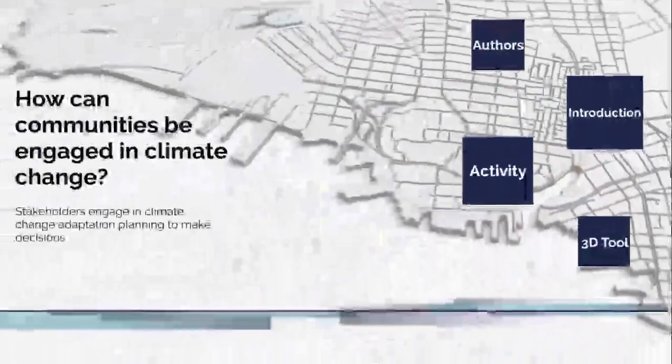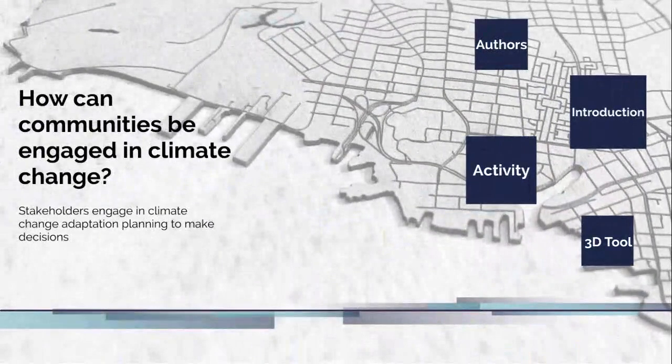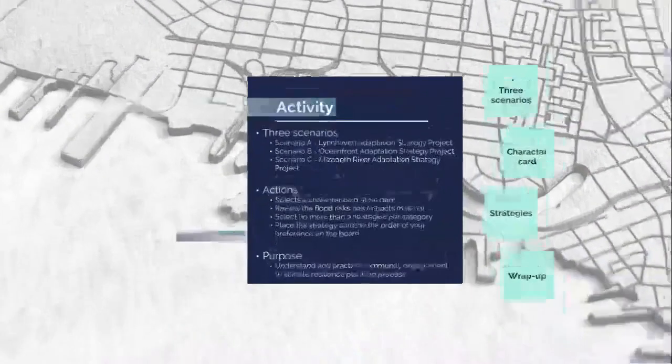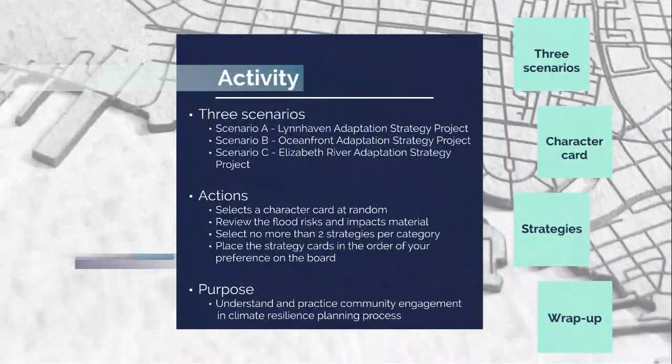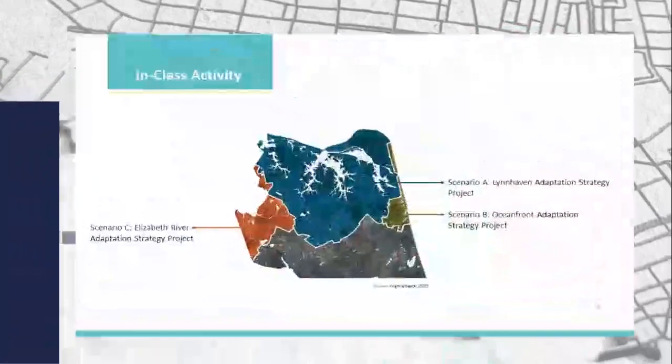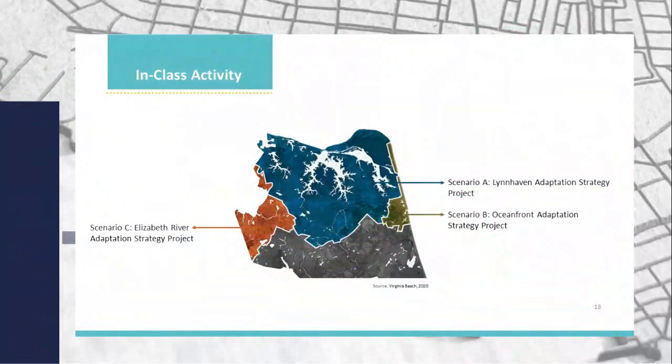The second section is a role playing game in which students can practice engaging communities in climate change adaptation planning. Students will be assigned to one of three scenarios. Scenario A, Lynn Haven, Scenario B, Oceanfront, and Scenario C, Elizabeth River.